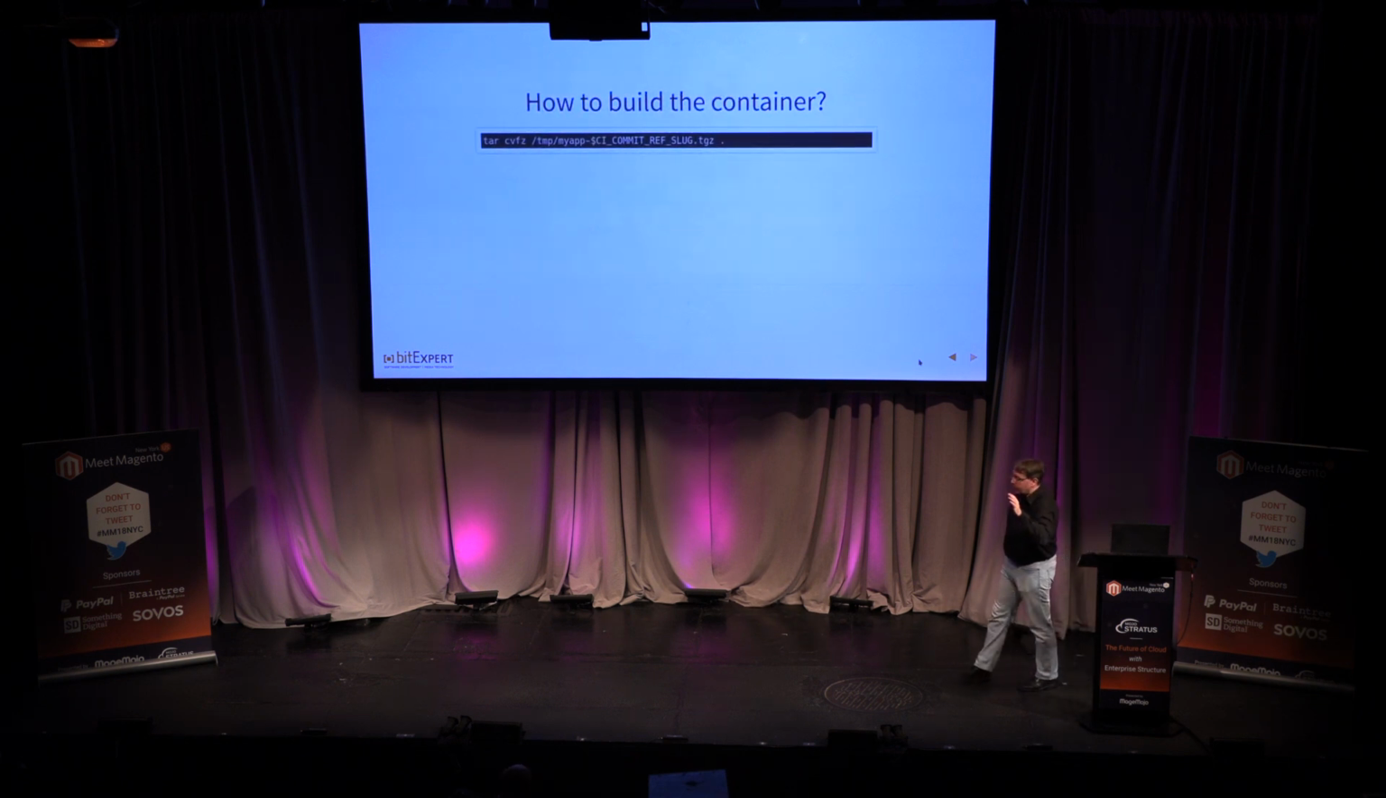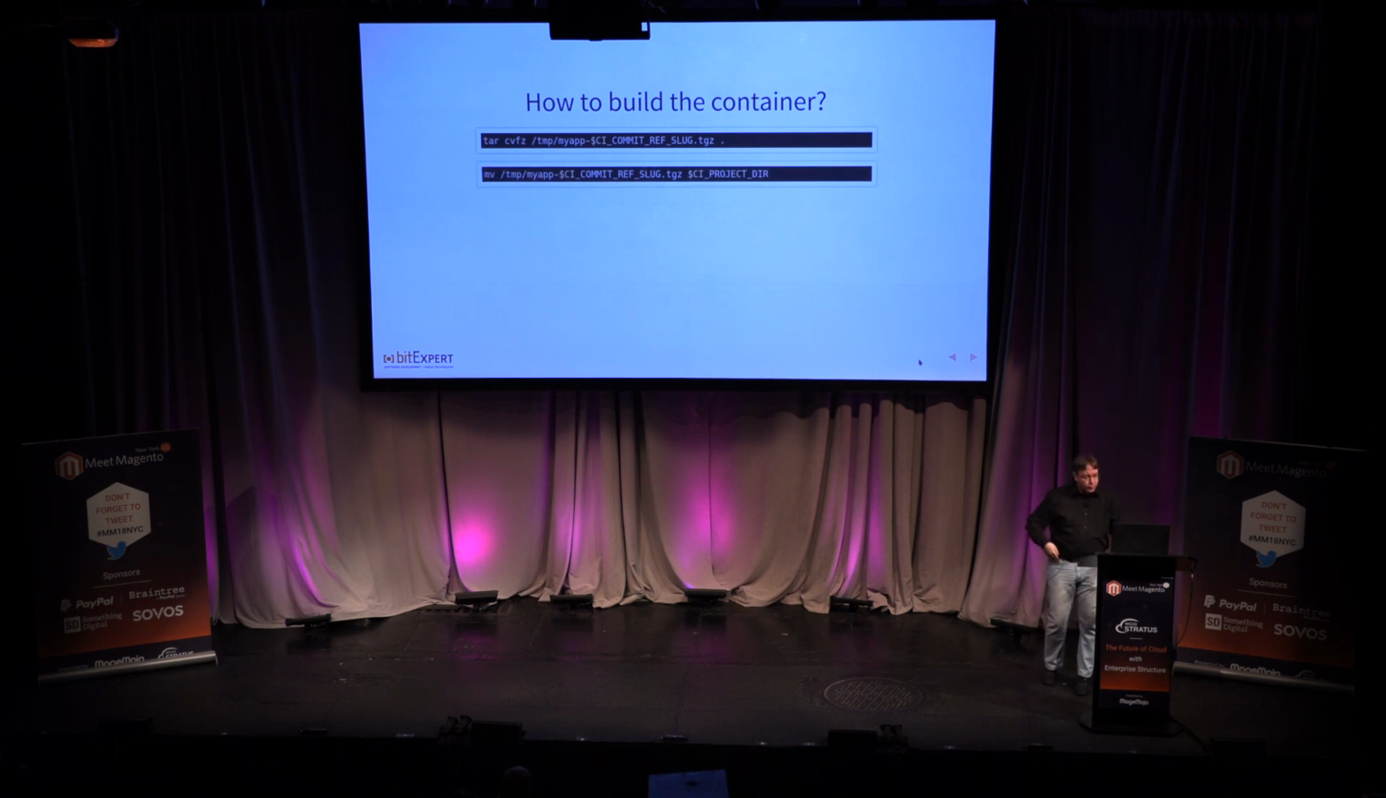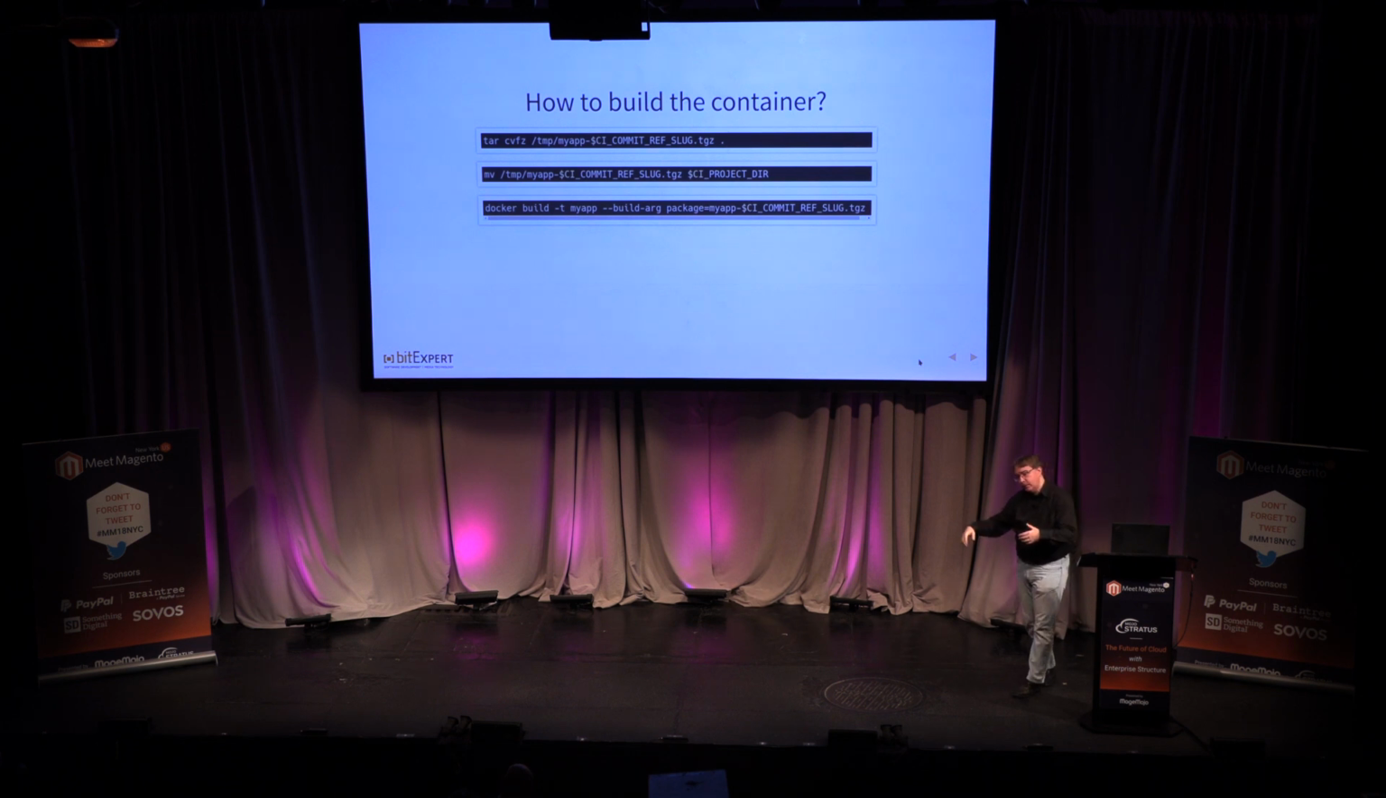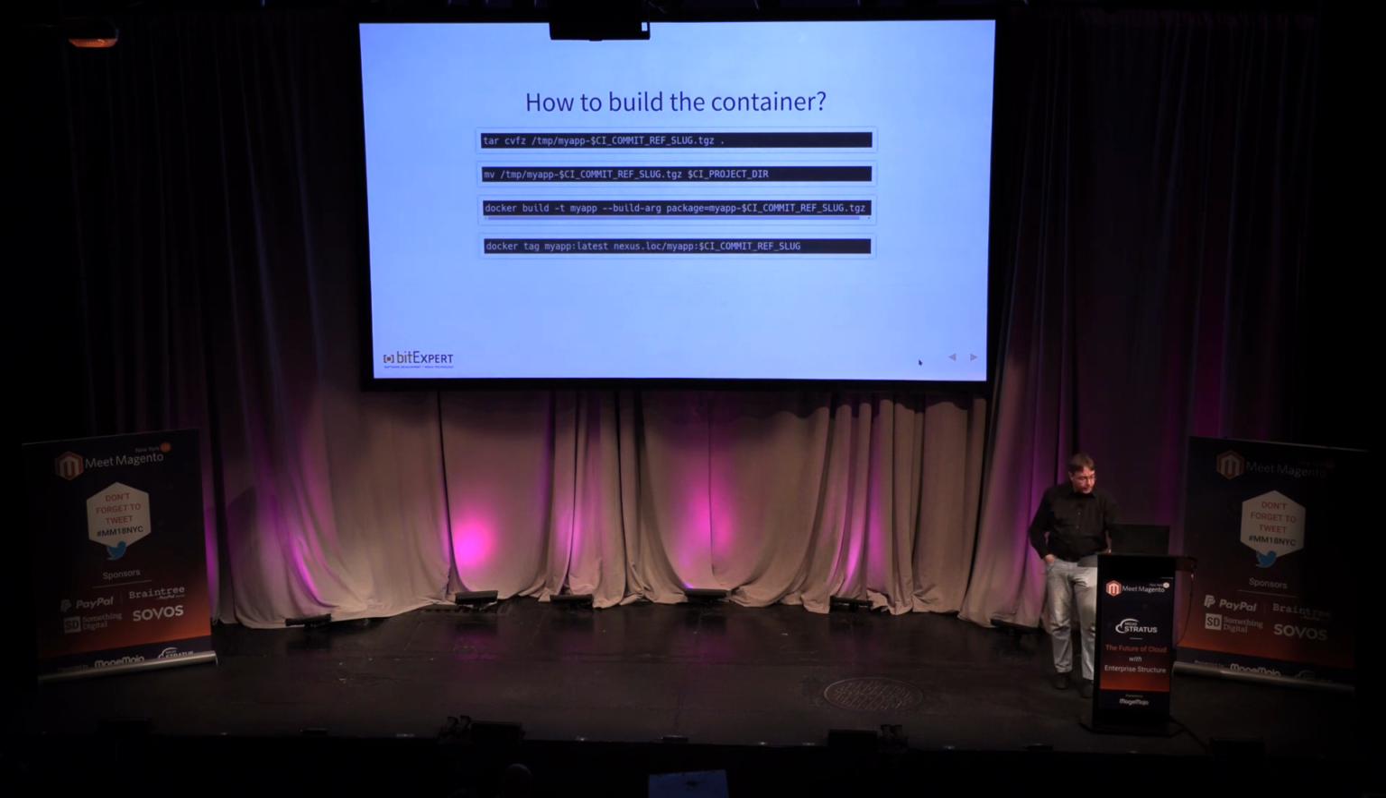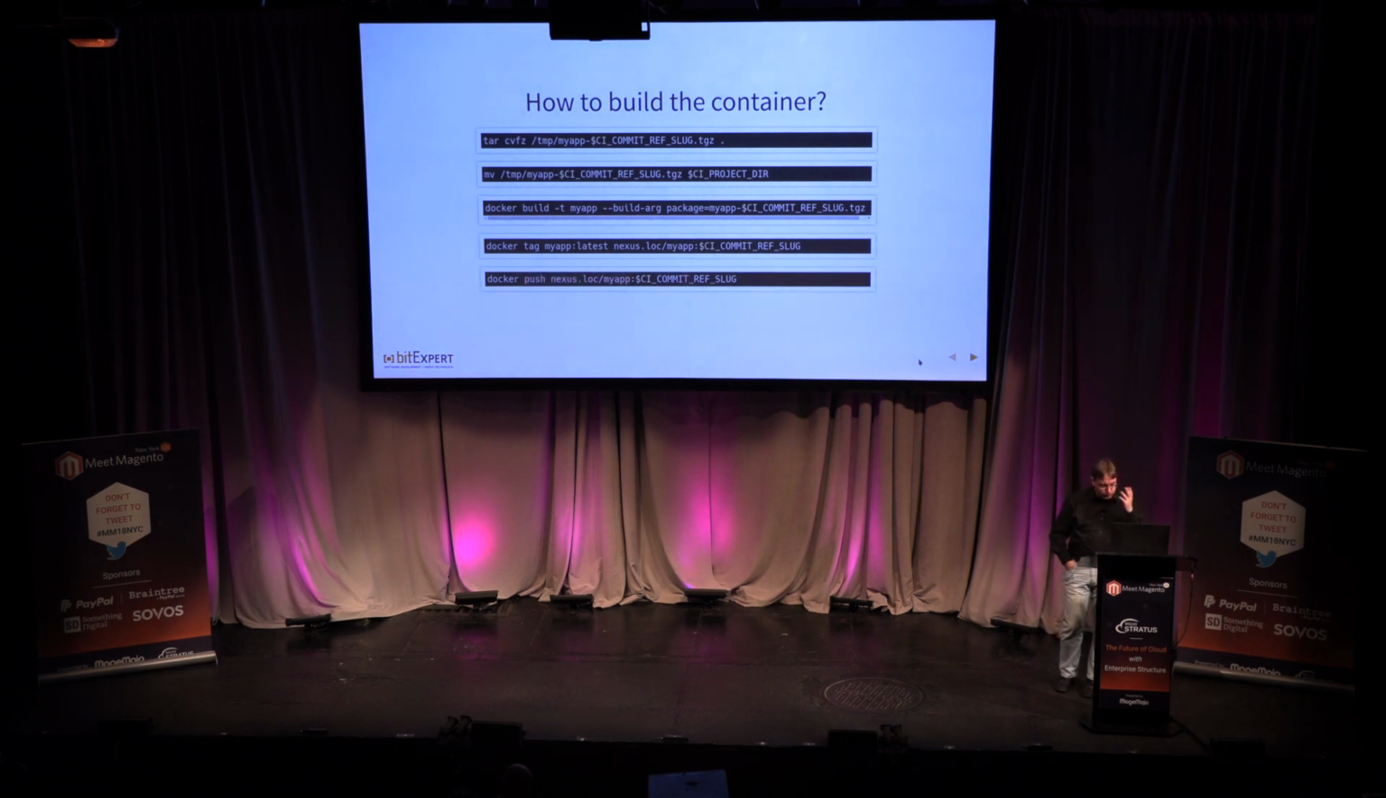Now, the situation is as follows. We've installed all the dependencies that we need, the composer install and stuff. So everything is there. We're going to package everything together in a tar gzip file. We'll move the tar gzip file back into the project directory, and then use Docker and the build arguments to pass this tar gzip file into the Docker build. So Docker will take this tar gzip file and then extract it during the build. And in the end, you've got your container with all the different files that are needed for Magento to run. We tag it, and we push it to Nexus, which is our Docker registry.